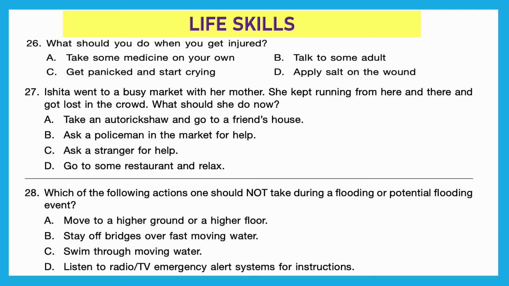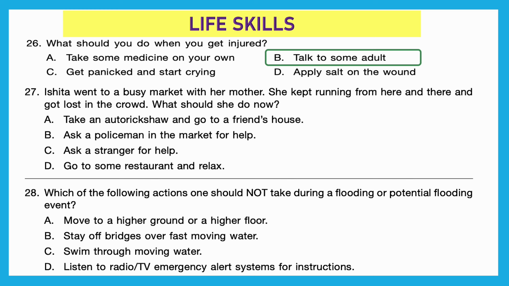Moving to the next section, that is life skills. Question 26. What should you do when you get injured? A. Take some medicine on your own. That's incorrect. You should have supervision. B. Talk to some adult. That's correct. That looks right to me. C. Get panicked and start crying. No, that is not the right action you should take. D. Apply salt on the wound. No, it will further hurt. So option B here is the right answer. You should talk to some adult when you get injured.